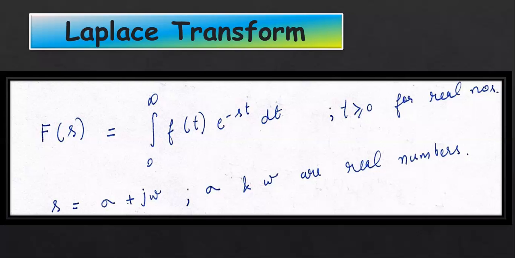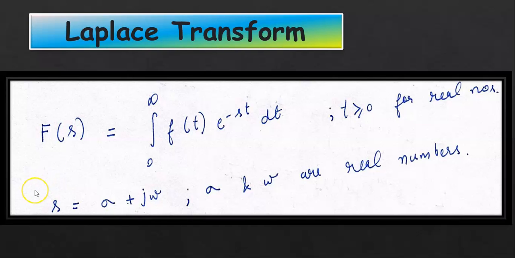So how do we do this transform? If we have any function f of t, small f of t, then its Laplace transform is given by capital F of s is equal to integral from 0 to infinity f of t e raised to power minus st dt for all t greater than or equal to 0, that is t is a real number. Now this small s is a complex number and it is equal to sigma plus j omega.